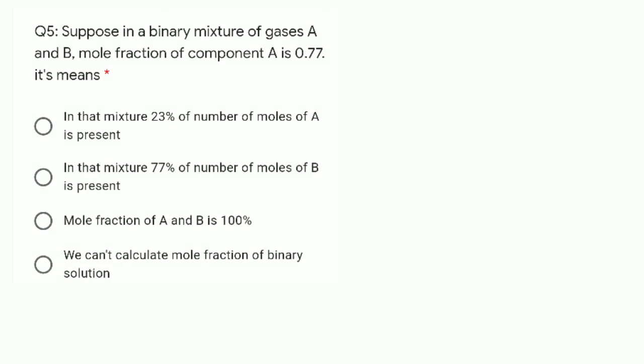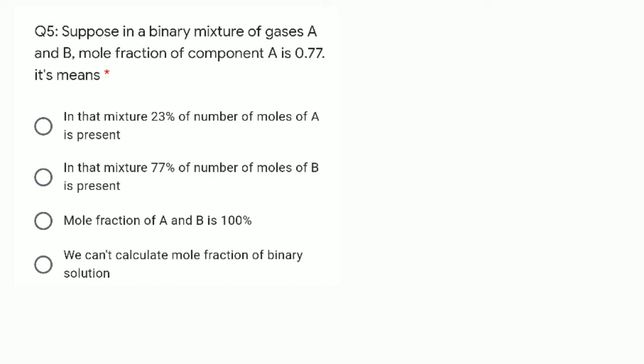Now question number 5: suppose in a binary solution or binary mixture of gases A and B, the mole fraction of component A is 0.77. What is the meaning of it? It is given that the mixture is binary, that means two components will be there, here component A and B. And the mole fraction of component A is 0.77. That means 77% of the number of moles of A will be present in that binary mixture. Okay, so what is the meaning of it?